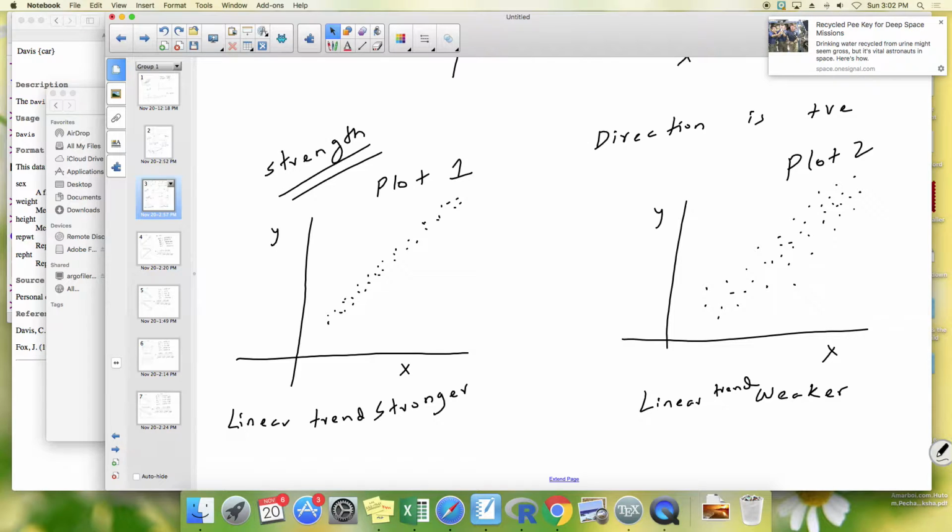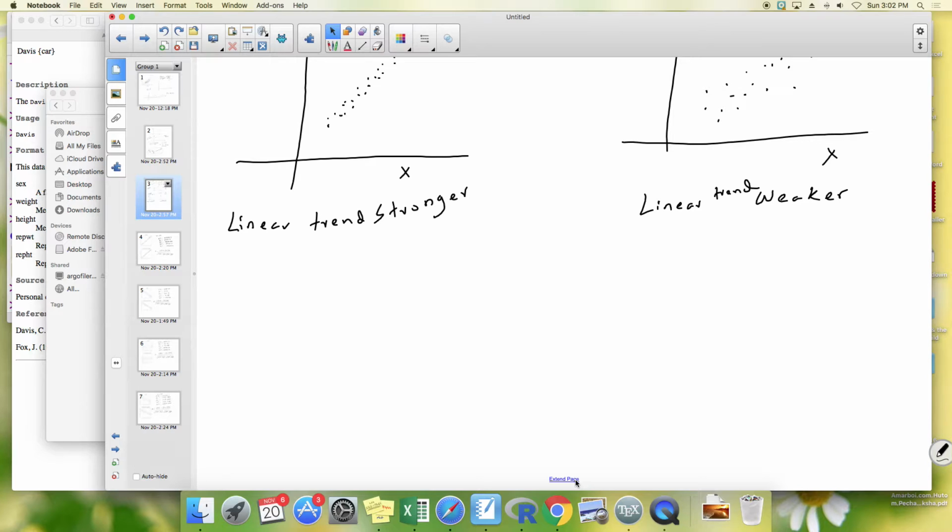You see that on plot 1, obviously all the points don't exactly fall on a single straight line, but they are pretty close. And on plot 2, maybe they follow a straight line, but not so much. Things are moving around too much. So that's kind of an idea about strength. And the same thing can happen for negative also.